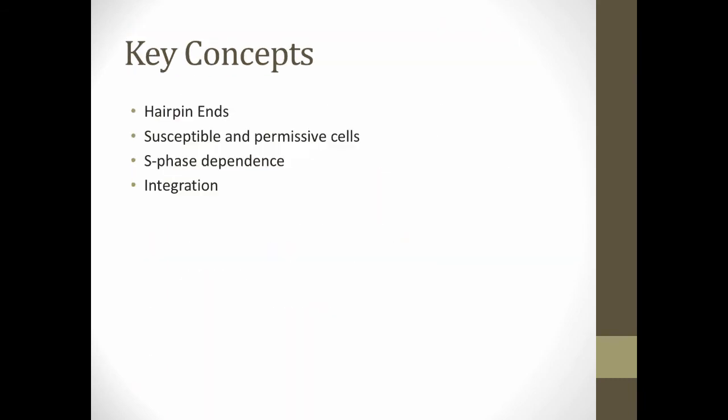Okay, so we've seen the important role that hairpin ends play in DNA replication, how those solve the problem of how to replicate DNA ends. We briefly talked about susceptible versus permissive cells, which I butchered a little bit, but the presentation will be up online. We really talked a lot about how these viruses are dependent on cells being in the S phase, again, because that's when you have DNA replication enzymes present, and we saw that these viruses can potentially, through mechanisms that aren't fully understood as far as I know, sometimes integrate.